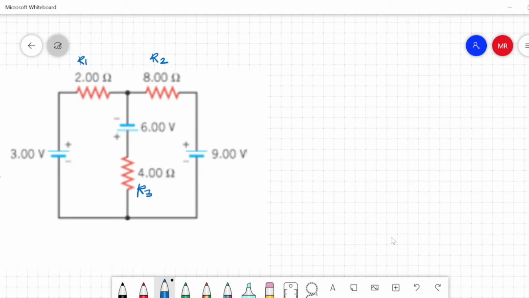So again, let us apply Kirchhoff's current law and voltage law in this given circuit. So we are required to get I1, I2, and I3. Since we are looking for three variables, I1, I2, I3, we need at least three equations to use so that later on we'll solve the three equations simultaneously so that we can find an equation for each current. So let us try to solve.